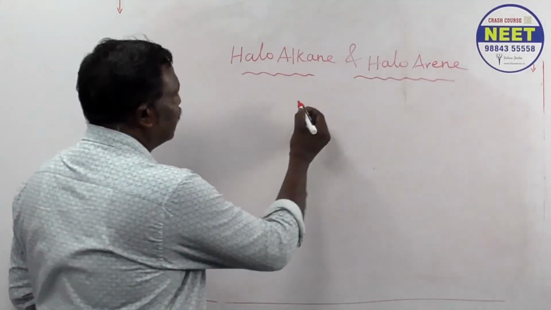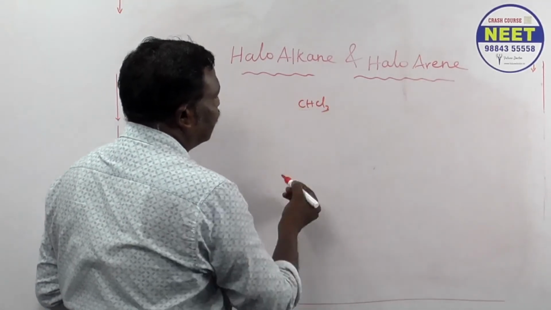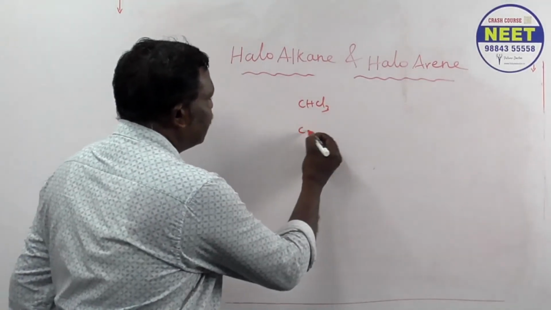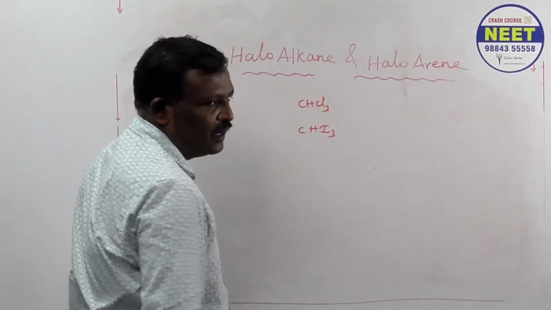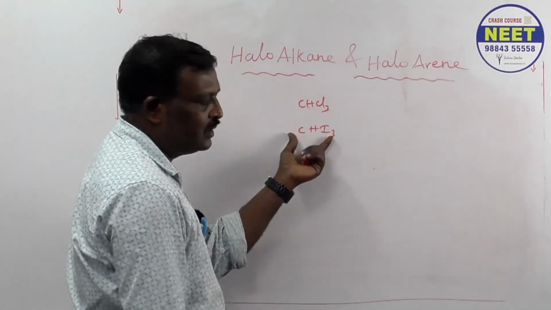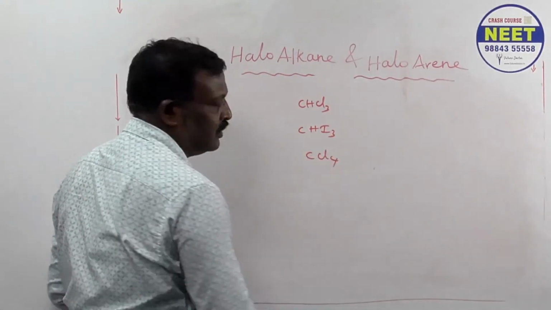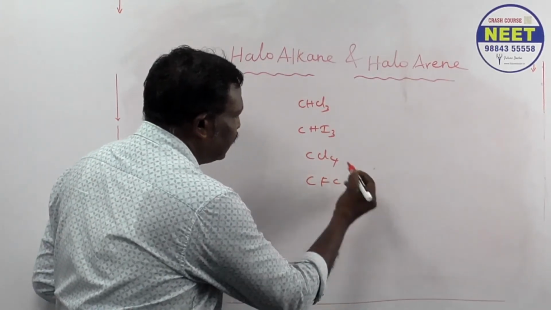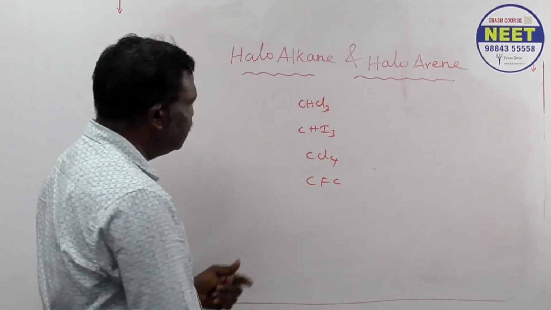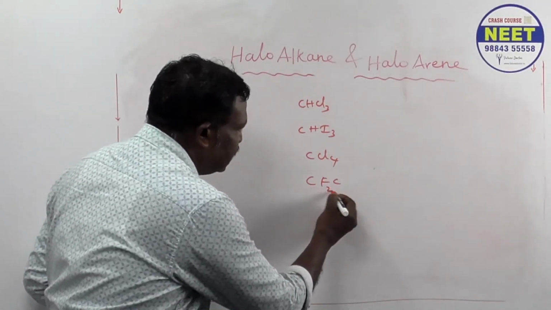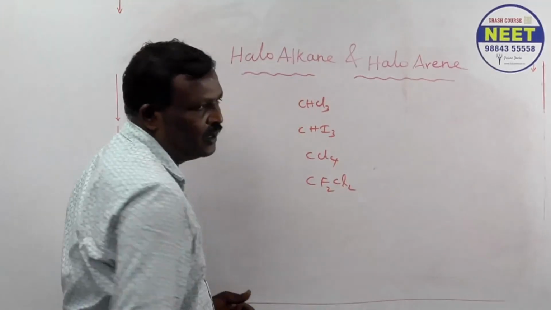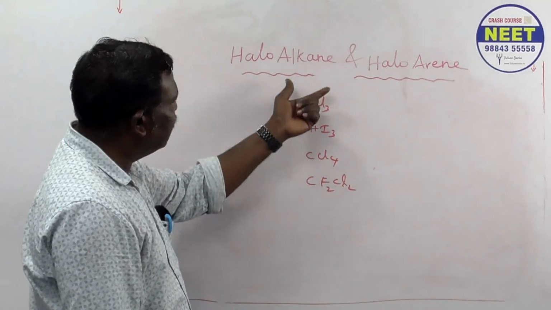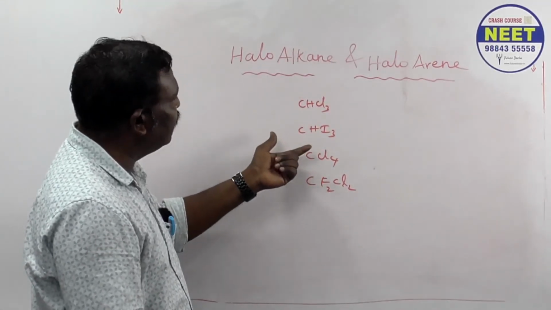Chloroform. You know that chloroform. Chloroform is nothing but an anesthetic. What is this? Iodoform. Antiseptic. Understood? Carbon tetrachloride. It's a very good solvent. Then CFC. CFC means what? Chlorofluorocarbon, or you can say CF2Cl2, chlorofluorocarbon. So it's called a refrigerant. So most of the halogen compounds are useful in the medical field.